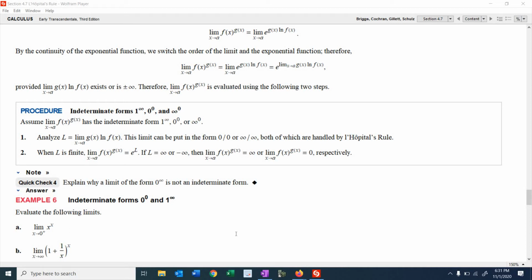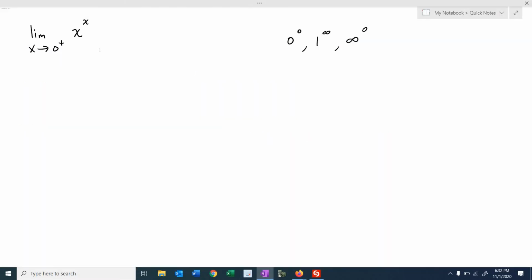Hello again. In this video, we're going to talk about how we evaluate limits that have indeterminate forms of either 1 raised to the infinity, 0 raised to the 0, or infinity raised to the 0 power. I'm going to go over one example where we have one of these indeterminate forms, but the method that we use would be true for any one of the indeterminate forms. Okay, so let's look at this example here.